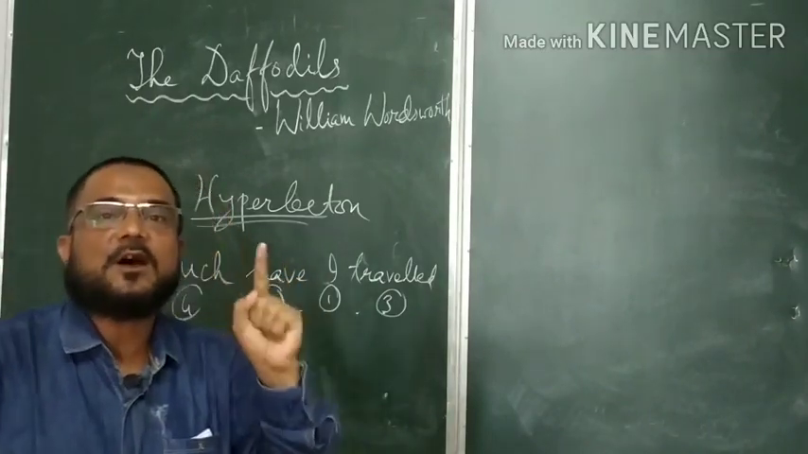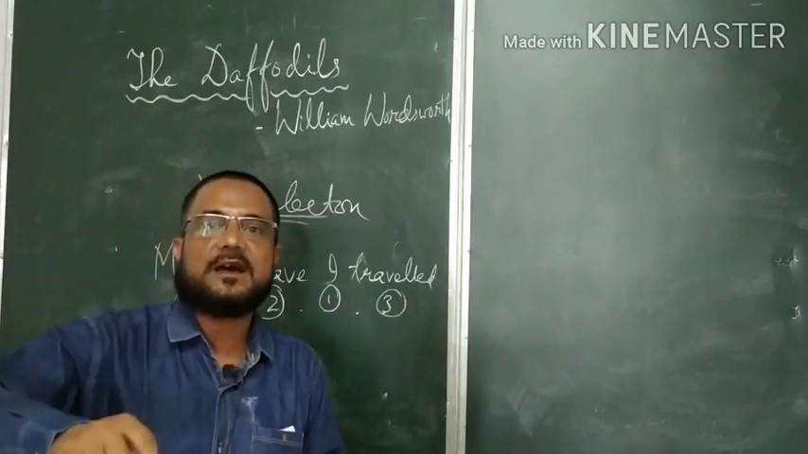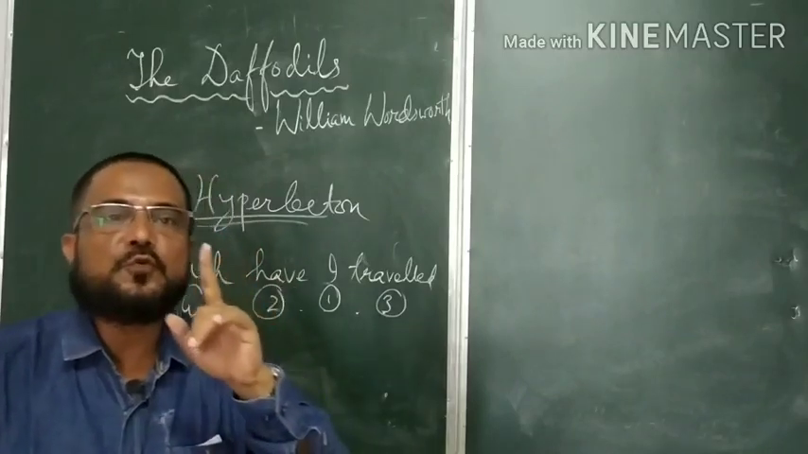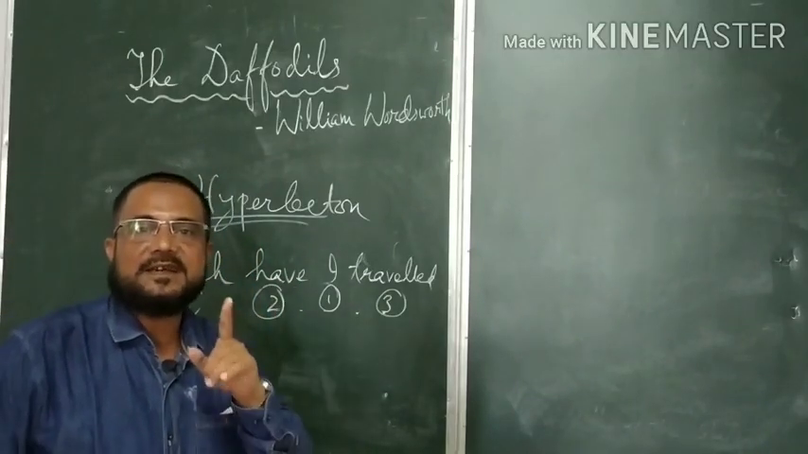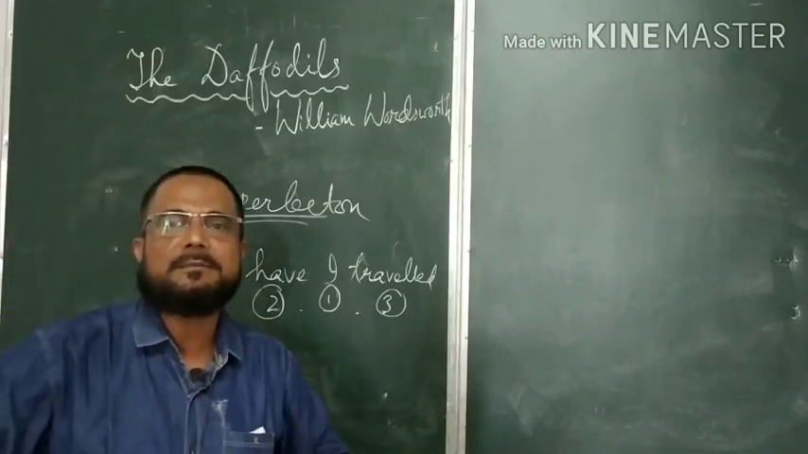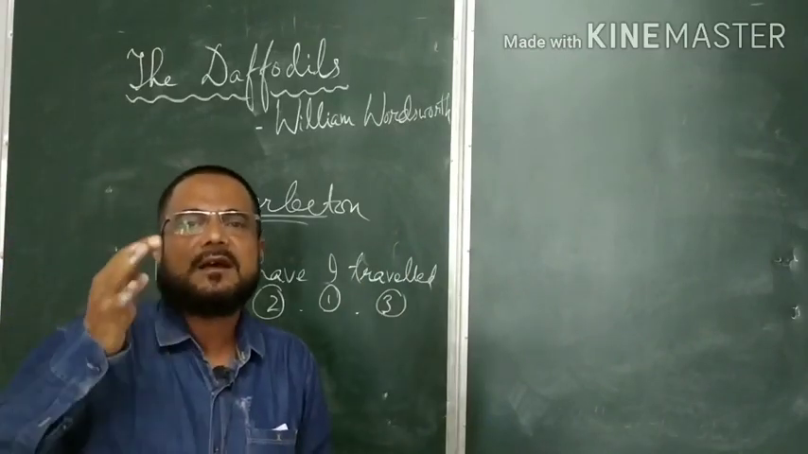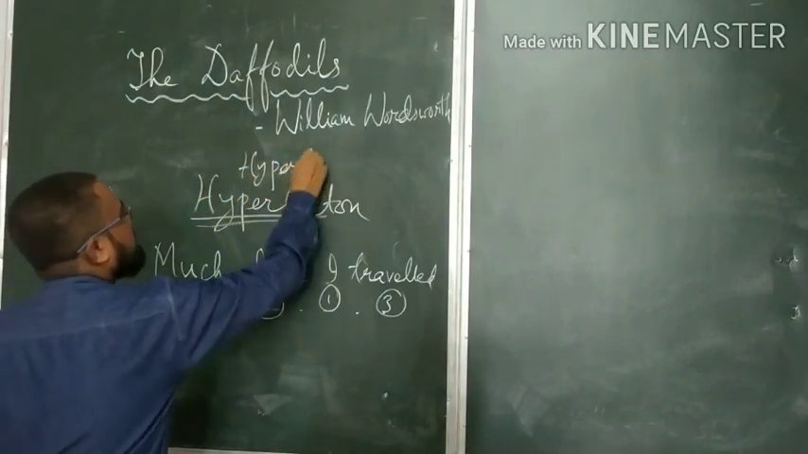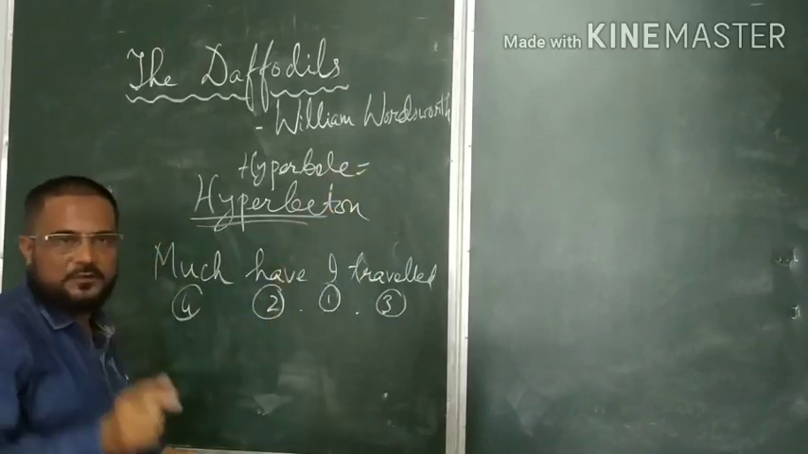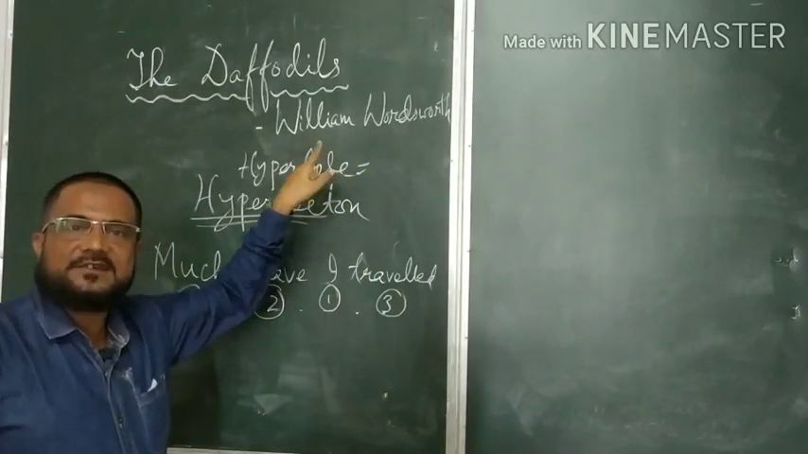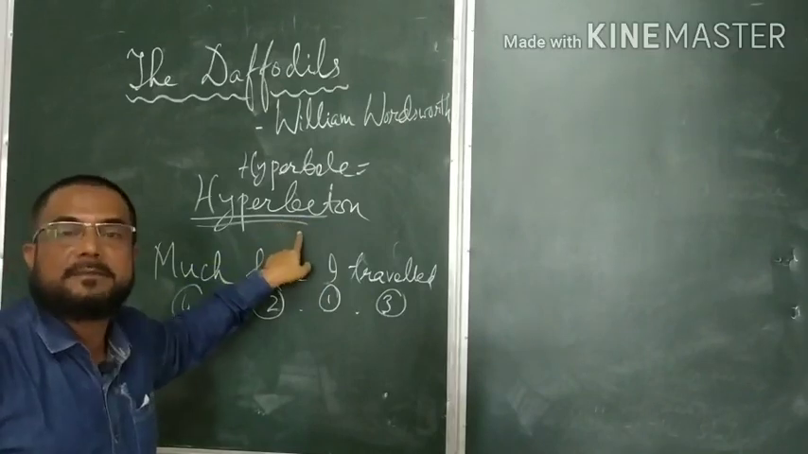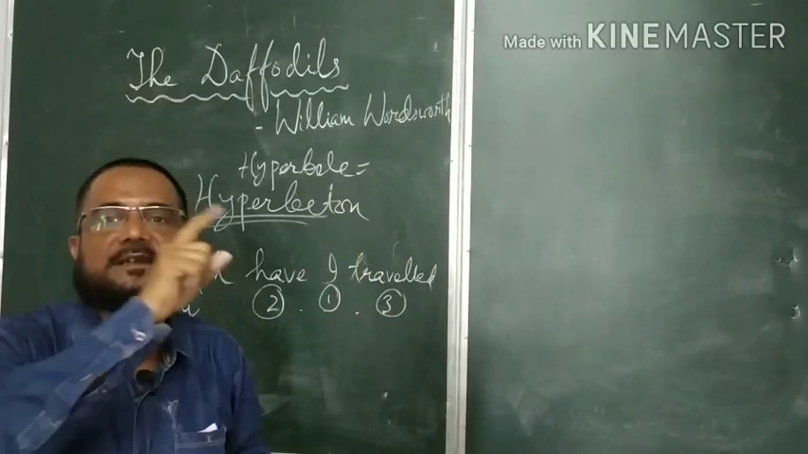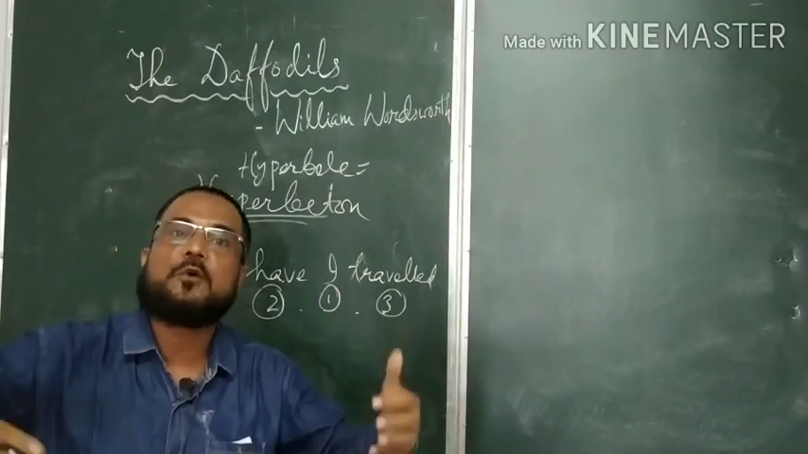One is "Ten thousand saw I at a glance." He is emphasizing on the huge number of daffodils, and he is using here 2 figures of speech at one time. Firstly, 10,000 is not the exact number. By 10,000 he means a large number. This is called hyperbole. I told you that this is called hyperbole. So Wordsworth is using hyperbole by using 10,000, one figure of speech. At the same time, he is using another figure of speech, hyperbaton. How? In the order of words. Instead of saying I saw 10,000, he is saying 10,000 saw I.